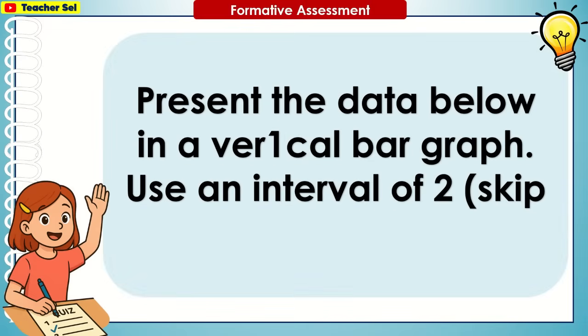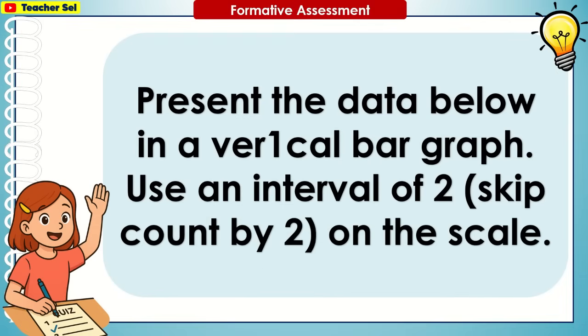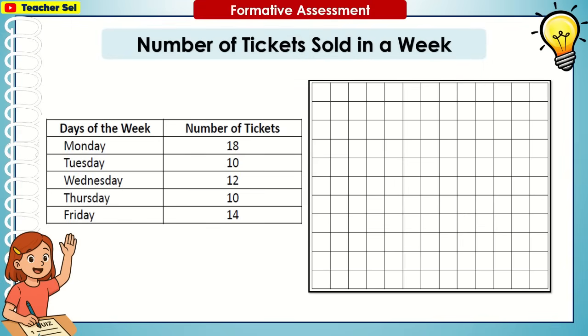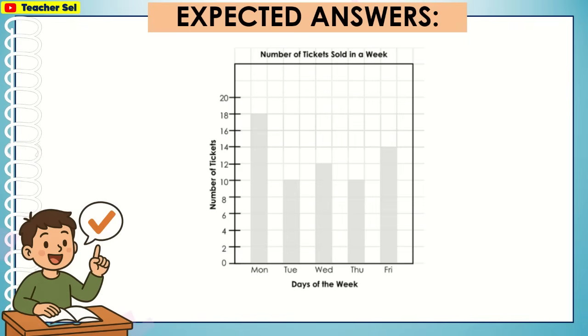Present the data below in a vertical bar graph. Use an interval of 2, skip count by 2 on the scale. Days of the week, number of tickets. Number of tickets sold in a week. Here is the expected answer.